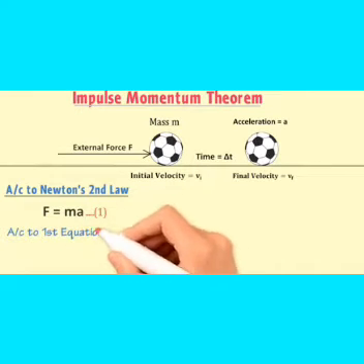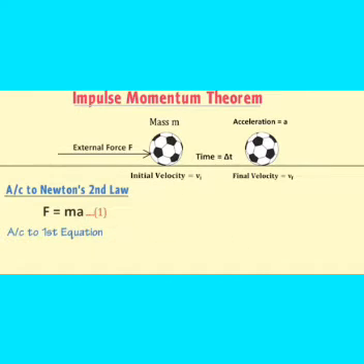According to the first equation of motion, a is equal to vf minus vi divided by change in time. Here a is the acceleration of the football, vf is the final velocity of the football, vi is the initial velocity of the football, and t is the time in which the velocity of the football changed. Let me call this equation number 2.